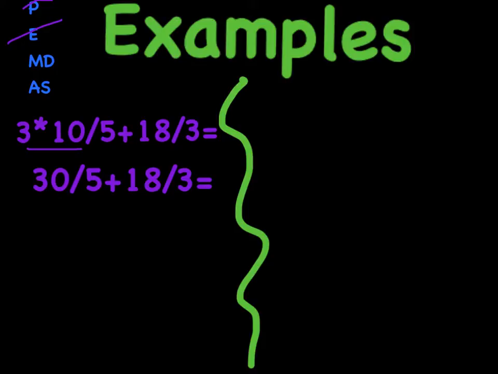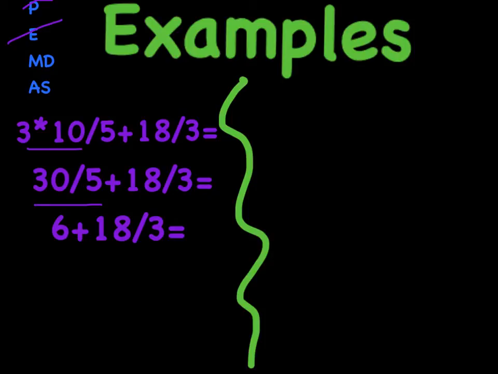The next step that I am going to take is to evaluate the very first multiplication or division that I find. This, 30 divided by 5. I am going to rewrite my expression again to look like this. Now I am left with 6 plus 18 divided by 3.